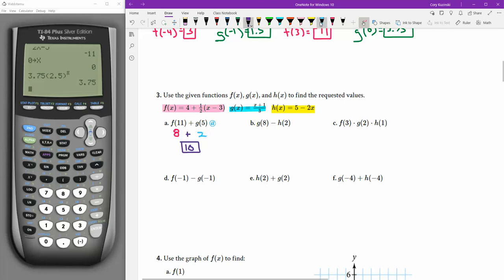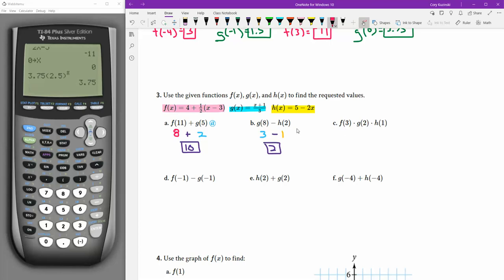All right, next up, g of 8. 8 plus 1 is 9, divided by 3 is 3. And then h of 2. All right, so 2 times 2 is 4, and 5 minus 4 is 1. And we're going to subtract those, so that should be 2. You guys can check the work with a calculator if you want to check my work. I'm not going to slow down here. I'm going to let you guys check me out.